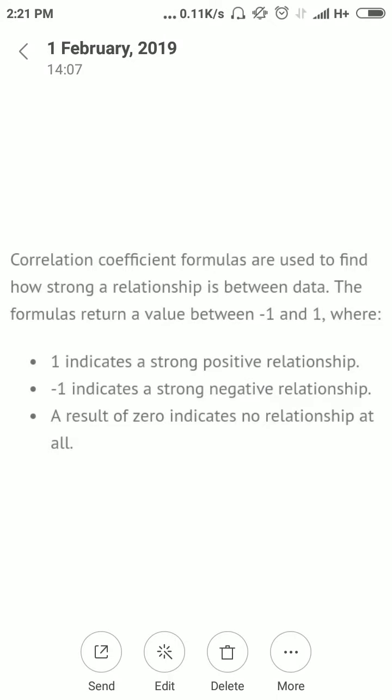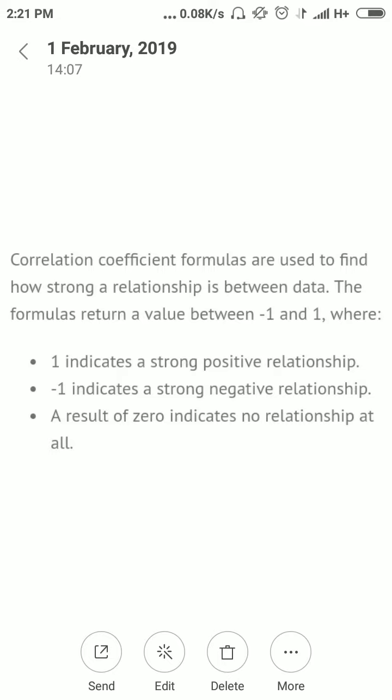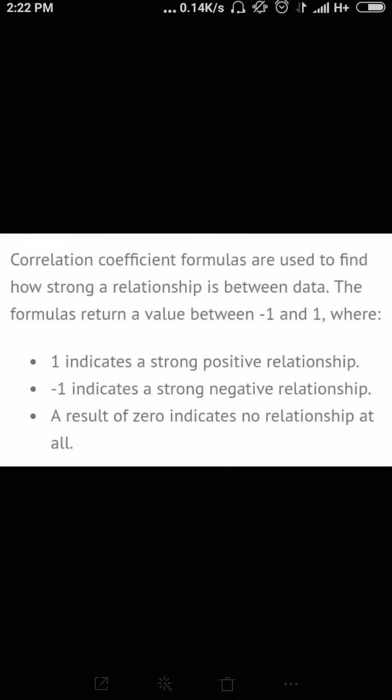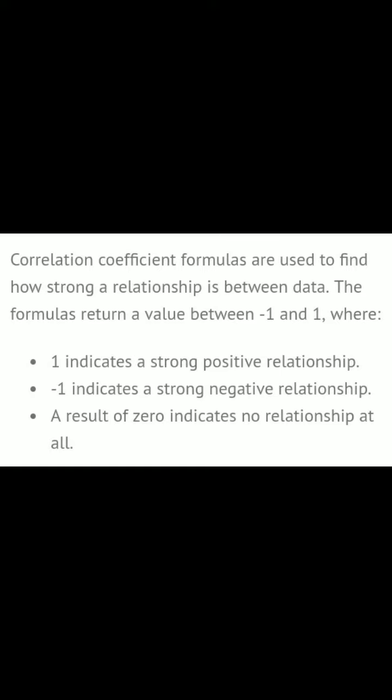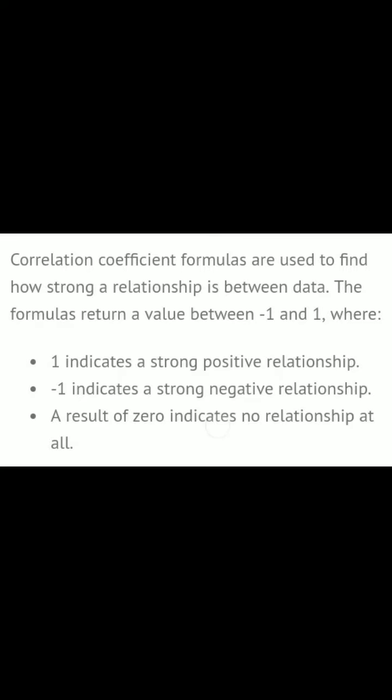Correlation coefficient formulas are used to find how strong a relationship is between data. The formula returns a value between -1 and 1, where 1 indicates a strong positive relationship, -1 indicates a strong negative relationship, and a result of 0 indicates no relationship at all.